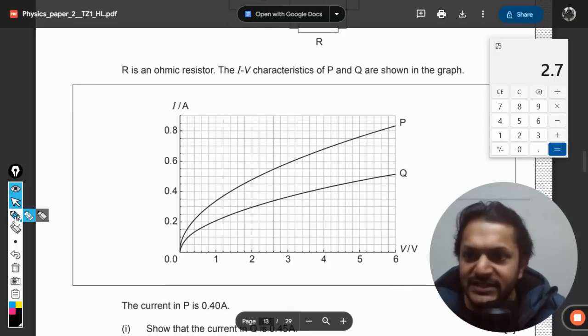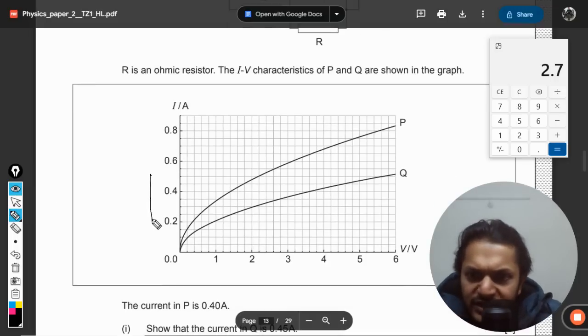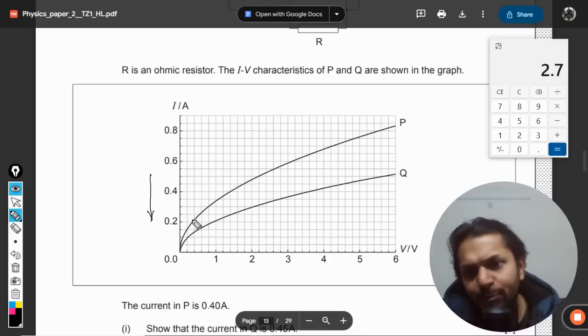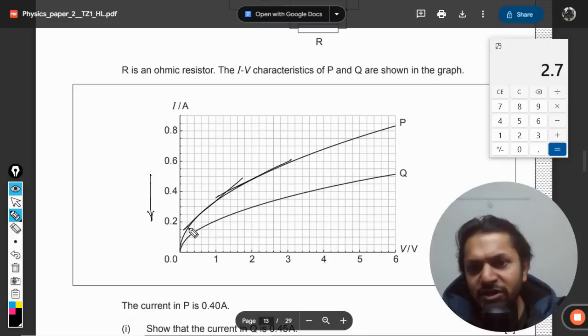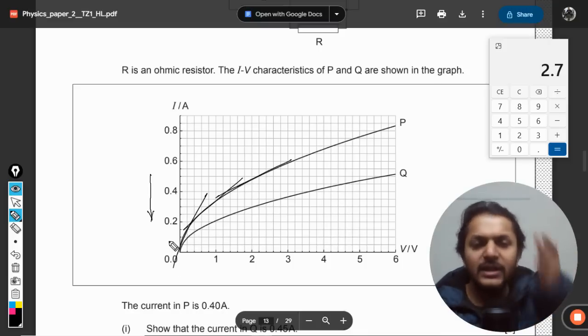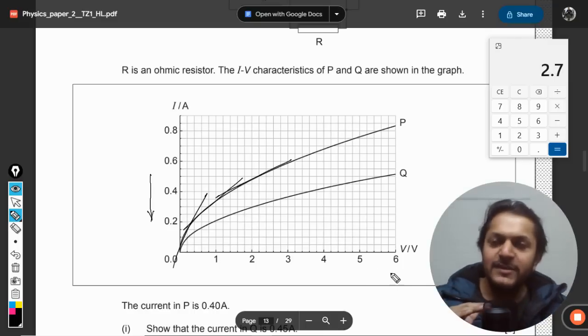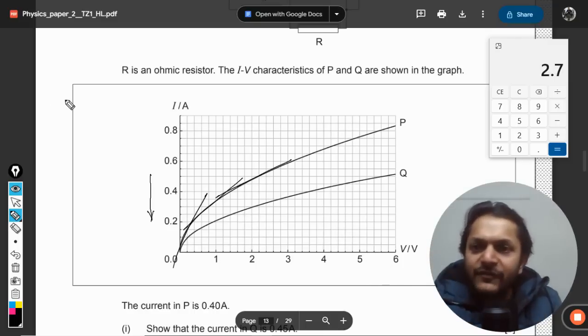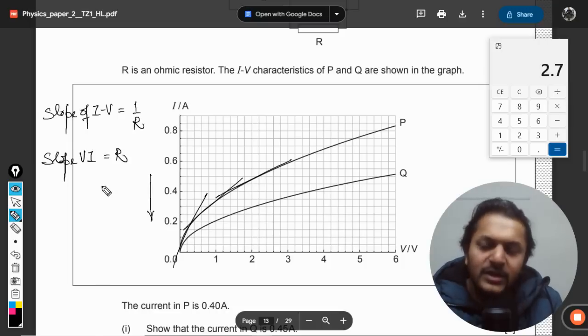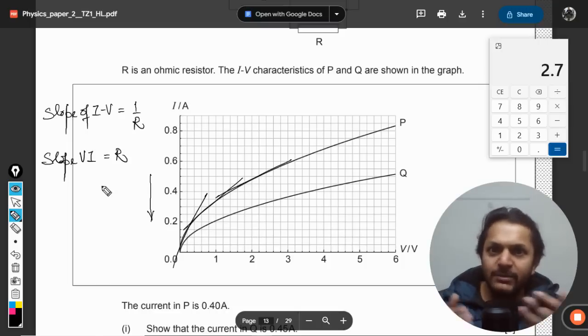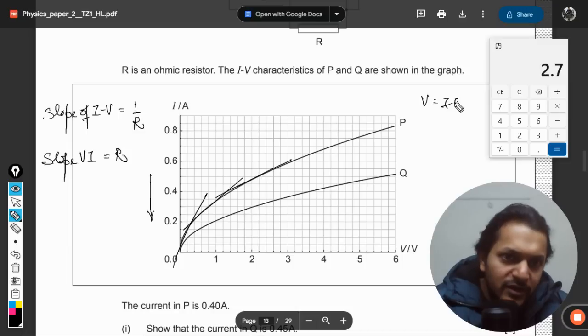You can clearly see that if the current is reducing, the slope is increasing. Here the slope was like this. Gradually, the slope is becoming steeper. Now this graph is I versus V. So in the I versus V graph, the slope will be equal to 1 by R. Try to understand: V is equal to IR, so the slope I by V is equal to 1 by R. That is why.